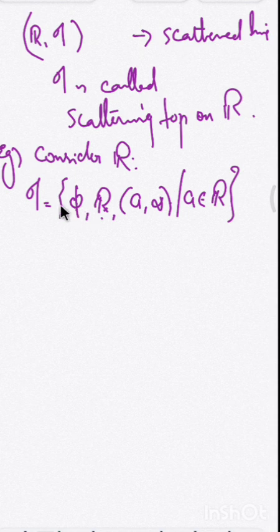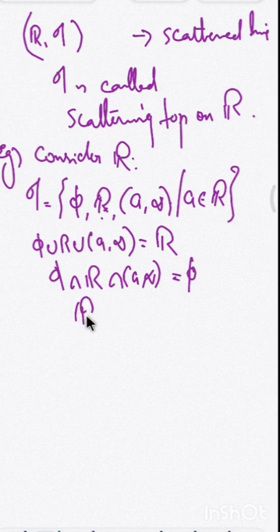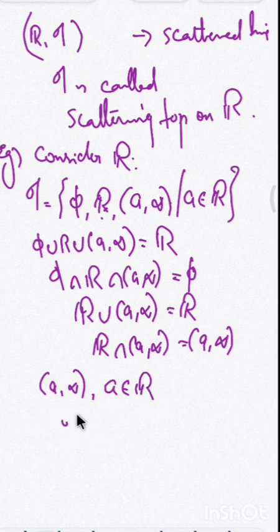Okay, so clearly tau is closed under their unions. What about their intersection? Empty intersection R is empty itself, empty intersection (a, infinity) is empty, and R intersection (a, infinity) will be (a, infinity). So all of these elements belong to tau again. And what about their intersection? If the sets are of the form (a, infinity), a in R, then we need only check finite intersection, right?